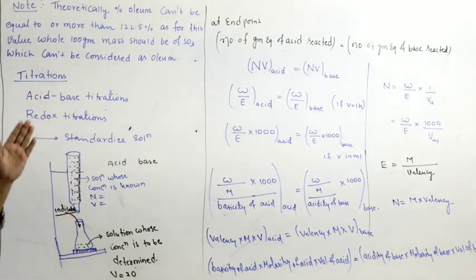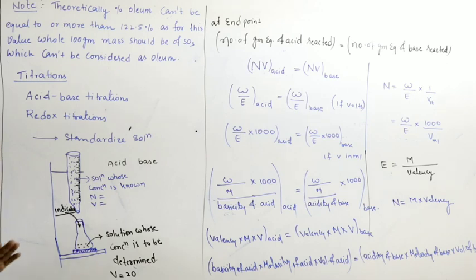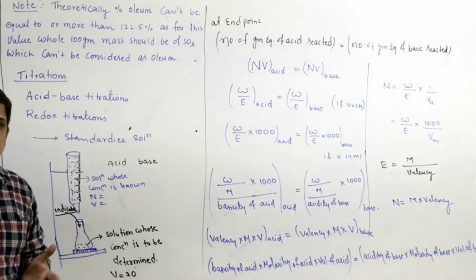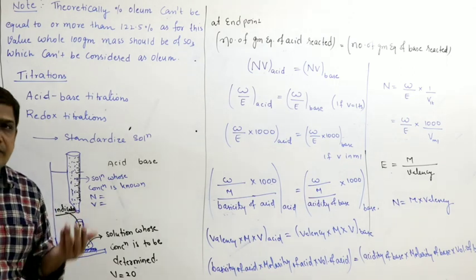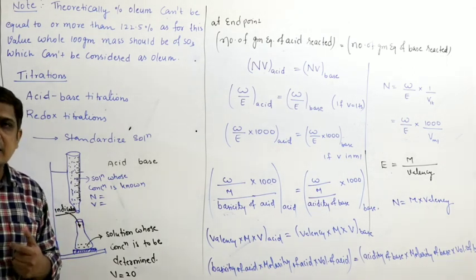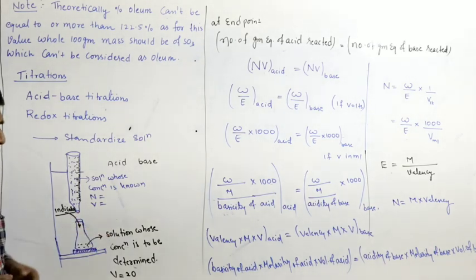At end point, number of gram equivalents of oxidizing agent reacted must be equal to number of gram equivalents of reducing agent. So instead of acid, you replace it with some oxidizing agent, and base with reducing agent. That is how you have to understand. Remember, as I said, I am not explaining indicators. Indicator plays an important role, but to understand the chemistry of indicators, we have to study equilibrium and the meaning of pH. Since we haven't completed pH, you will not understand properly. So I am not going into details of indicators.